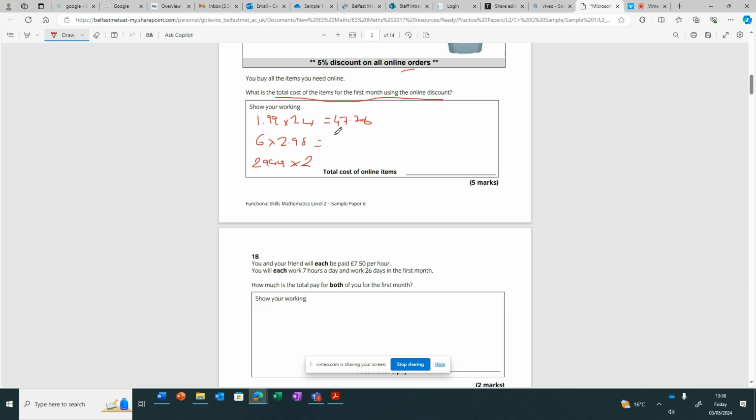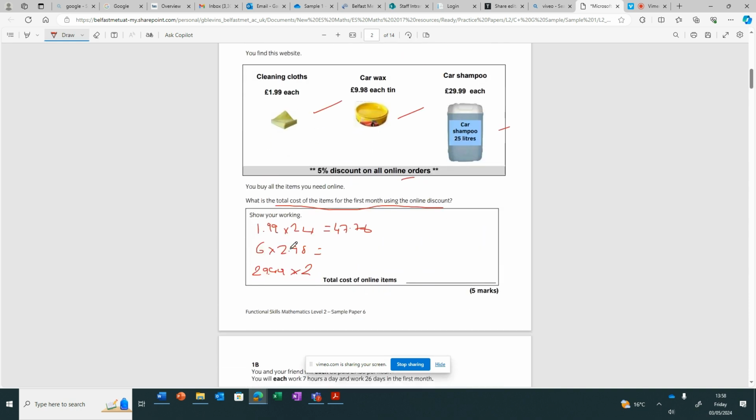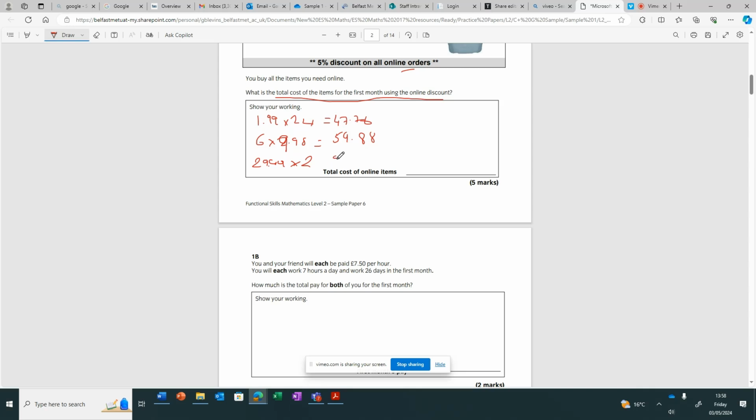£69.98. So that is 59.88. And the last one is £59.98. Next, we'll add all these three things up and get £167.62. And then we're going to work out the 5% discount. So we take 167.62, divide it by 100, and times it by 5 to work out the percentage.